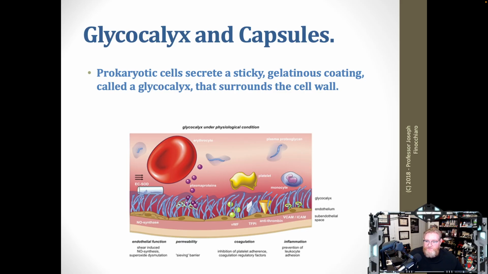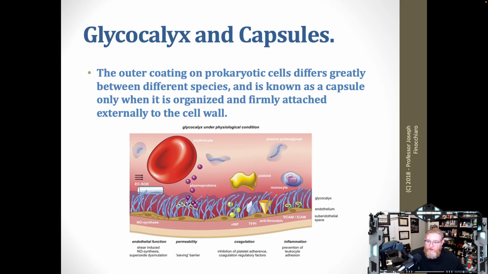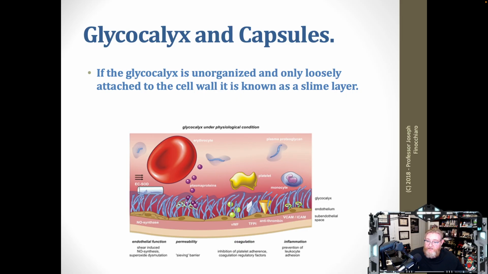Glycocalyx and capsules. Prokaryotic cells secrete a sticky, gelatinous coating called a glycocalyx that surrounds the cell wall. The outer coating on prokaryotic cells differs greatly between different species and is known as a capsule only when it is organized and firmly attached externally to the cell wall. If the glycocalyx is unorganized and only loosely attached to the cell wall, it is known as a slime layer.